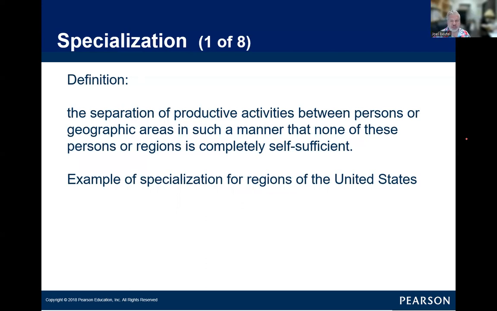Moving on from opportunity cost, we look at the issue of specialization and being able to specialize in the production of a good or a service. The definition: the separation of production activities between persons or geographic areas in such a manner that none of these persons or regions is completely self-sufficient. There are examples of specializations for regions of the US. The original definition of specialization was given a long time ago in Adam Smith's An Inquiry into the Nature and Causes of the Wealth of Nations, sometimes just abbreviated as Wealth of Nations.